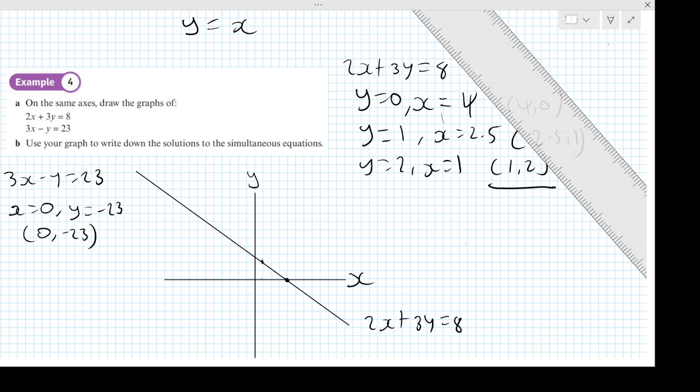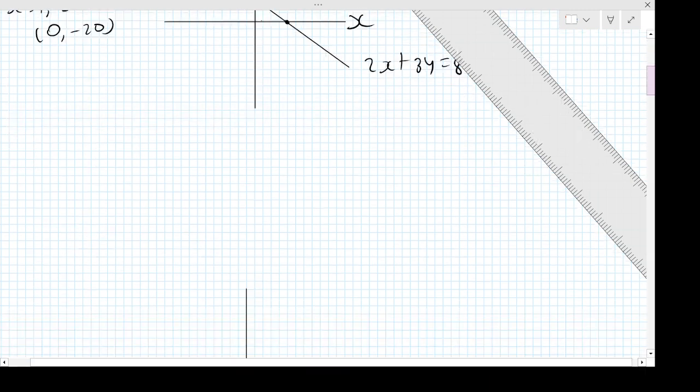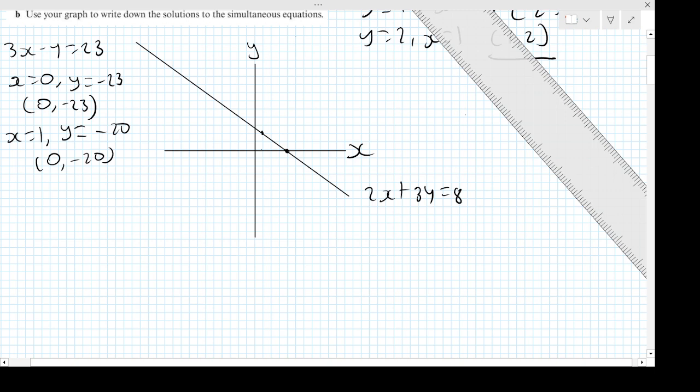I'm then going to say x is 1. Then y would be, the 3x would be 3. So move that to the other side. Minus y would be 20. So that means y would be minus 20. So that's the point 1, minus 20. Okay. The problem is, with this particular graph, I've not drawn it to go that far down, right? So y goes down to 1, 2, 3, 4, 5, 6. It goes down to about 10 here, not 20 or 23.